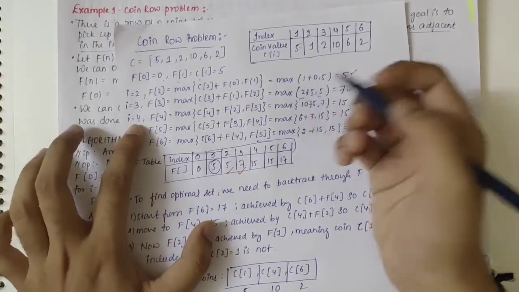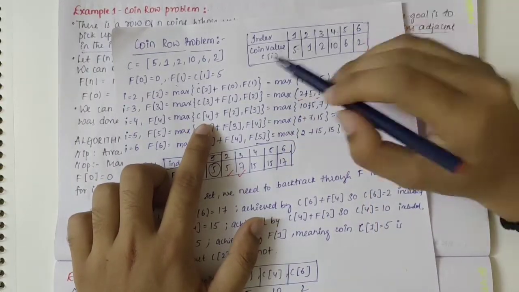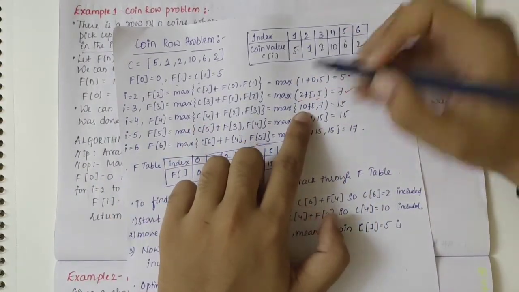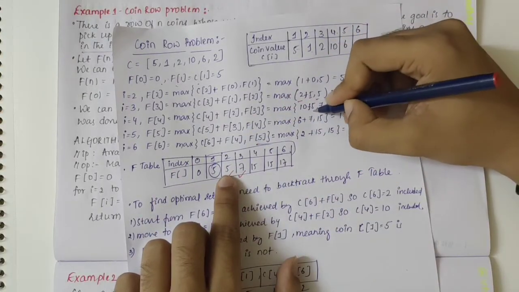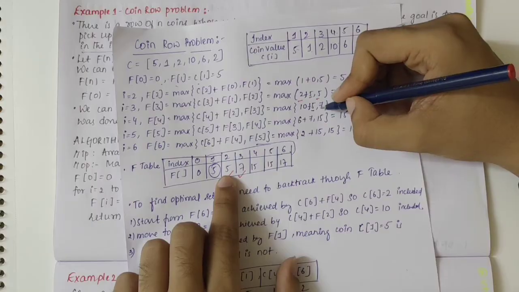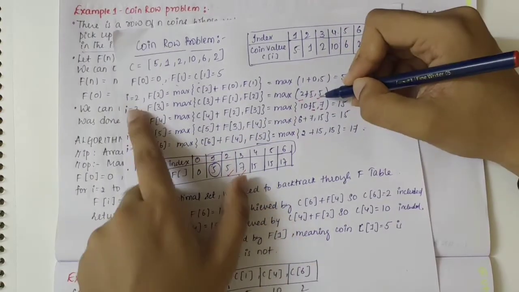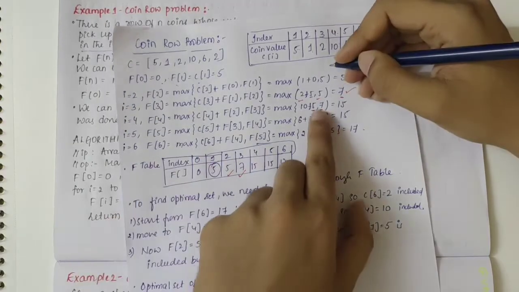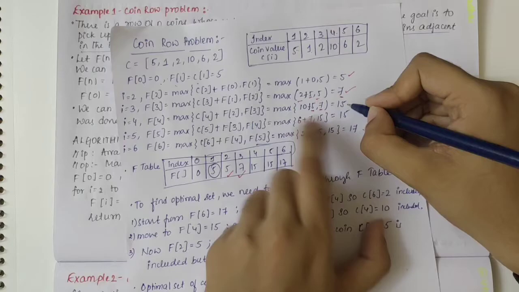Similarly, it goes for i is equal to 4, where we take the maximum of C of 4, which is 10, plus the previous value f of 2, which was 5, so 15, comma f of 3, which I have written as 7, the previous value I obtained here. The maximum of 15 and 7 is 15.